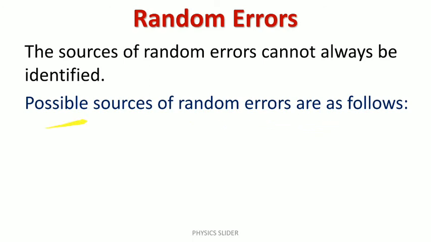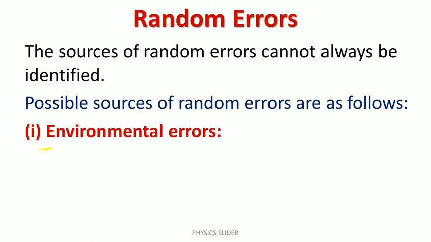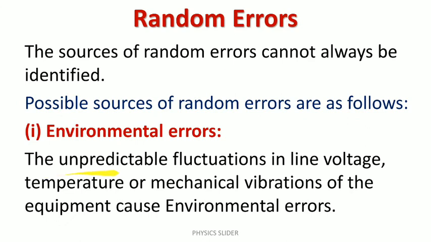So moving ahead, the possible sources of random errors are as follows. Watch here. What are the possible sources of the random errors? These are environmental errors. What are environmental errors? Subcategorized under random errors. Watch here. The unpredictable fluctuations in line voltage, temperature, or mechanical vibrations of the equipment cause environmental errors.